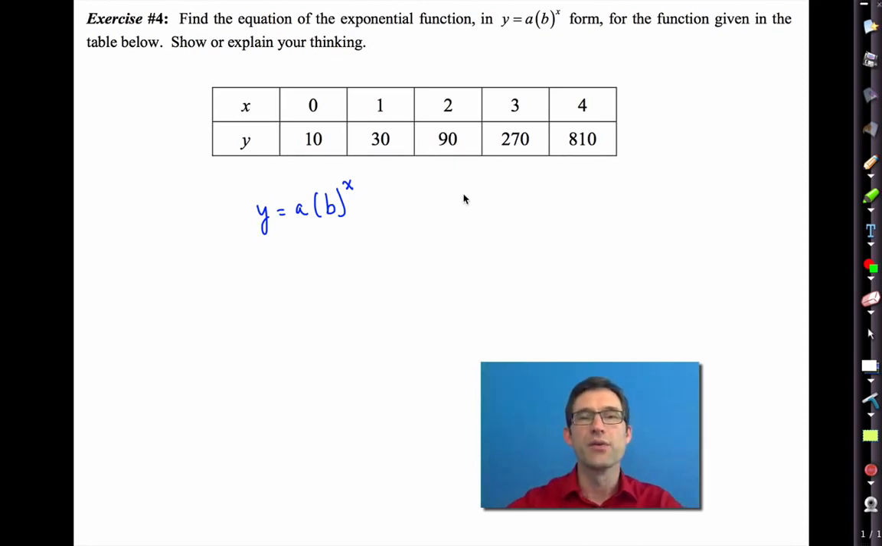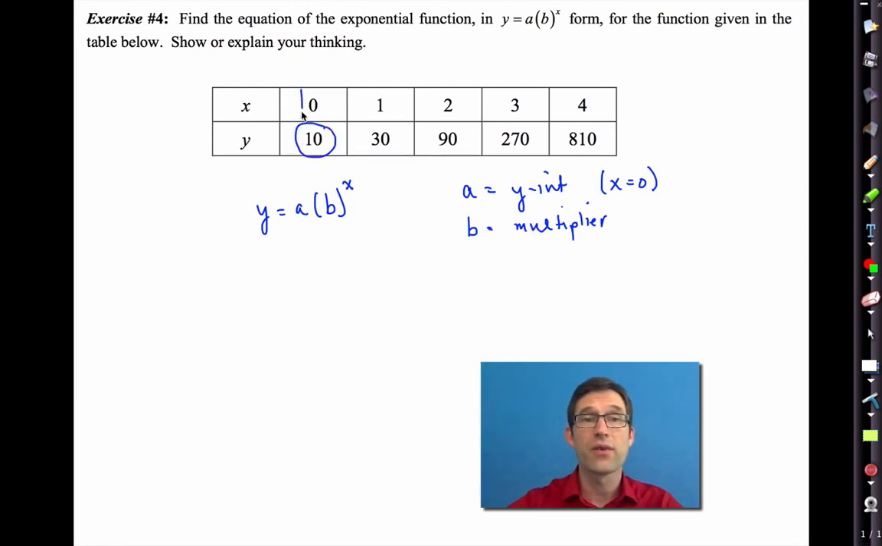Well, what we really have to do is understand the two parameters. A is the y-intercept, right? It's what we have when x is 0. B, on the other hand, is the multiplier, right? It's what we're multiplying by for a unit increase in x. So A is quite simple. It's 10, right? It's the value when x is 0.